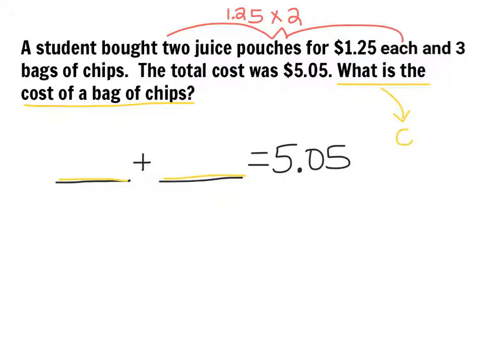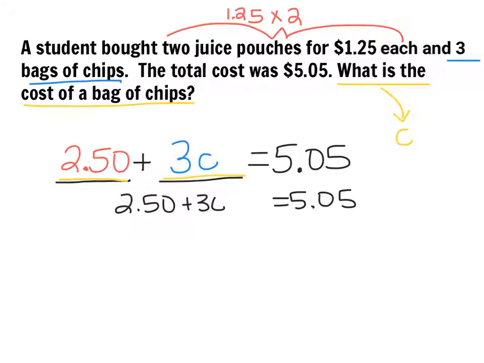The first thing that the student bought was 2 juice pouches for $1.25 each. That means that he spent $2.50 on juice. The next thing the student bought was 3 bags of chips, which means that the student spent 3 times the cost of each bag of chips. That's where our variable comes in. Now that I have my equation, I can start solving for what C equals.